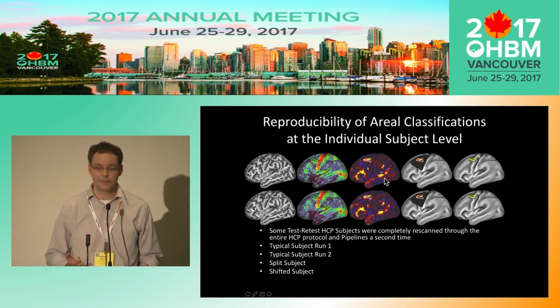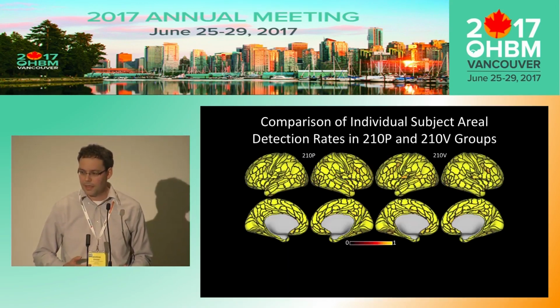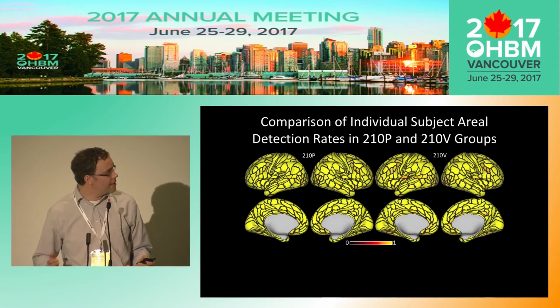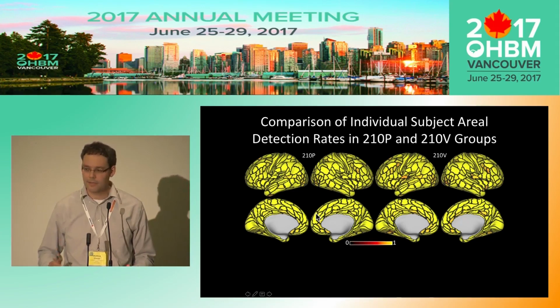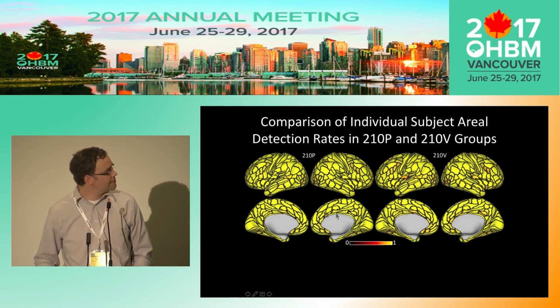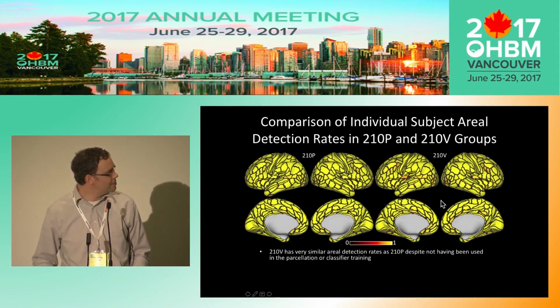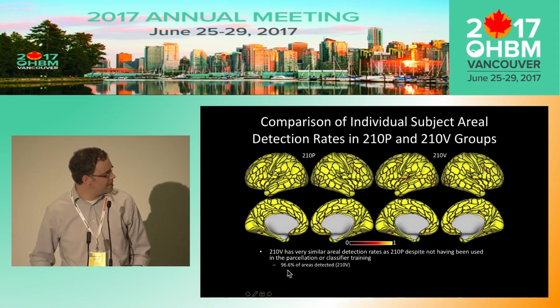These are real features of these subjects' brains. Across all areas, how do we do? Well, if we're yellow, that means we're detecting 100% of the areas across subjects. This is the data we trained the classifier on. This is data it never saw. We do very similar, 96.6% of areas in this map here of all areas across all subjects.